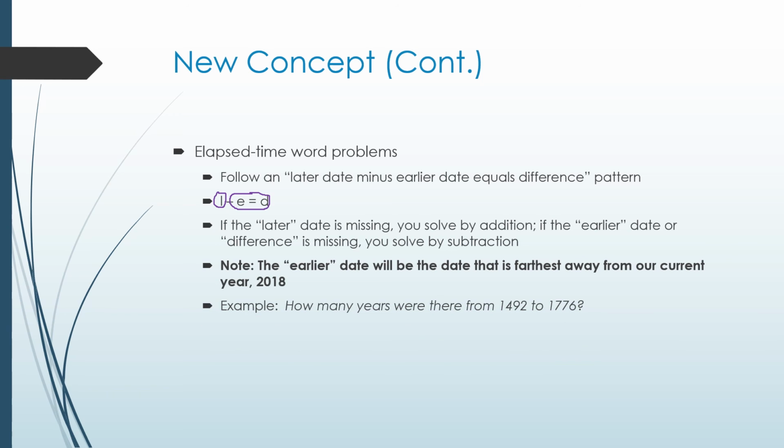So how many years were there from 1492 to 1776? We set it up so that our later year minus our earlier year is our difference. Since we're missing that difference, we subtract, and there you find the difference.